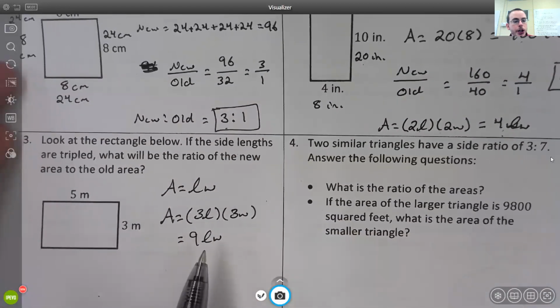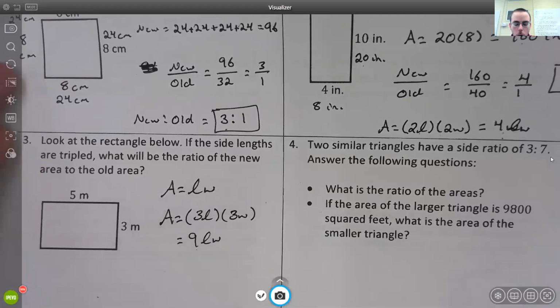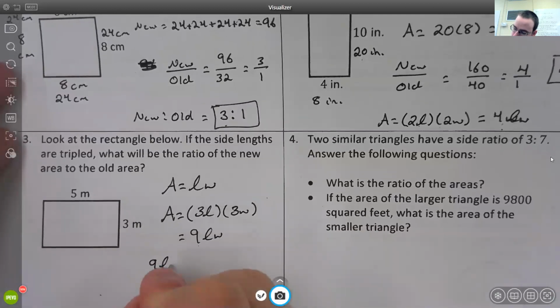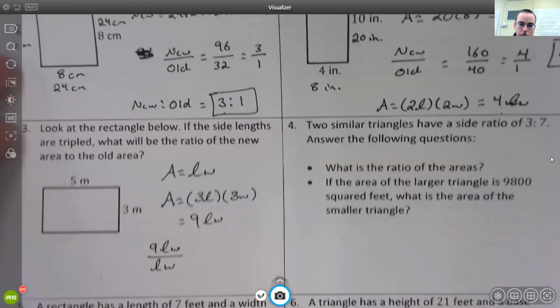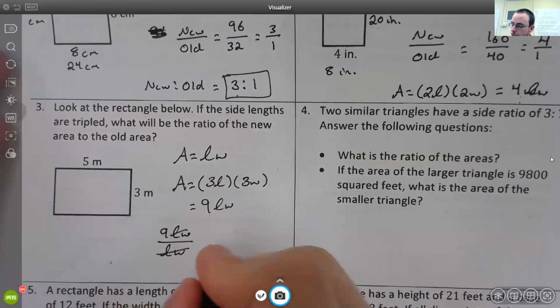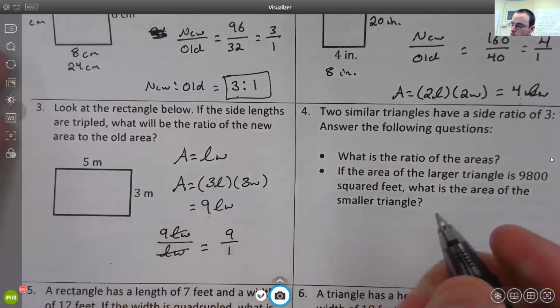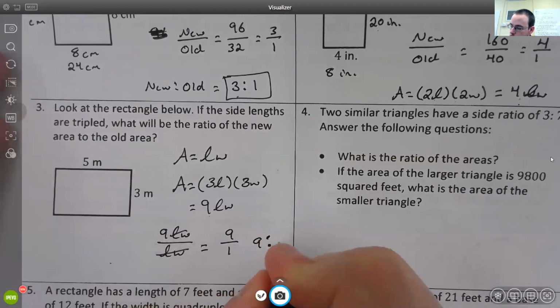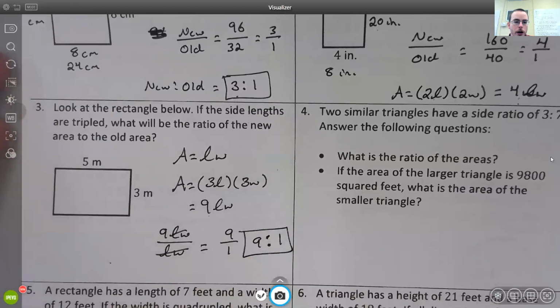So what is the ratio of the new area to the old area? Well, if you take 9LW divided by LW, the LW's cancel, and you get 9 over 1. So your areas have a ratio of 9 to 1.